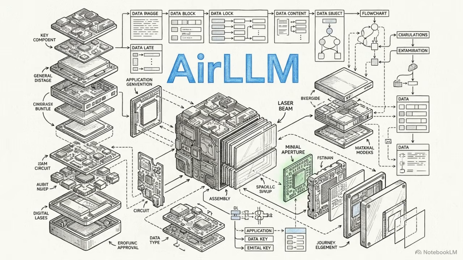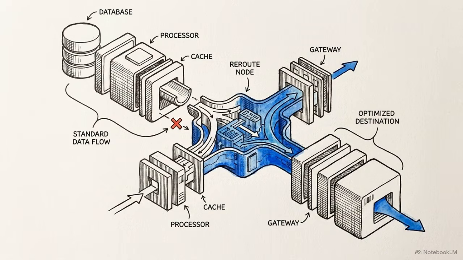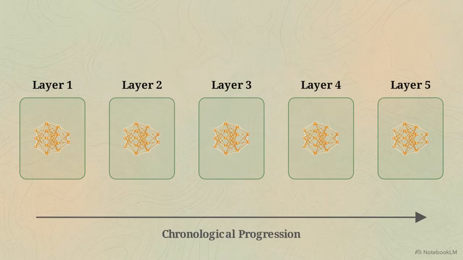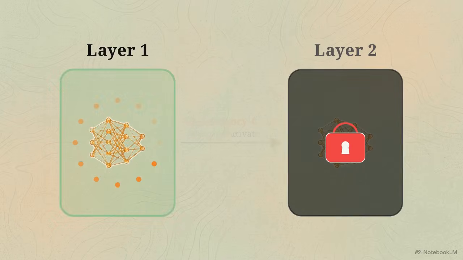Air LLM is an open-source framework built specifically to bypass PyTorch's monolithic loading sequence. It operates as a highly specialized runtime override. Modern LLMs are built on the transformer architecture, which is inherently chronological. The network is composed of dozens of independent structural blocks, or layers, relying solely on the activations of the preceding layer to perform matrix multiplications.